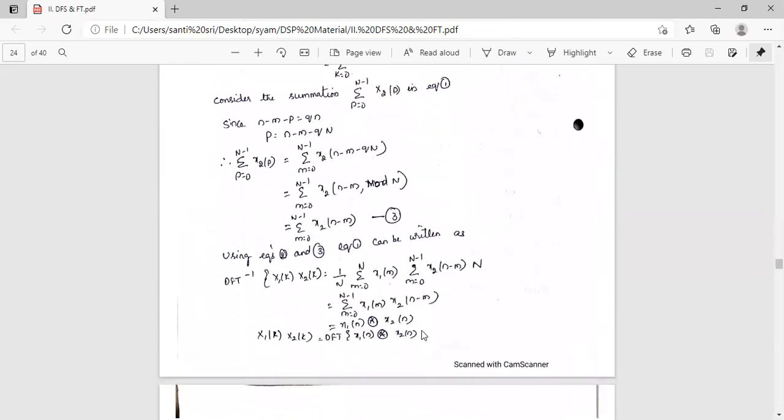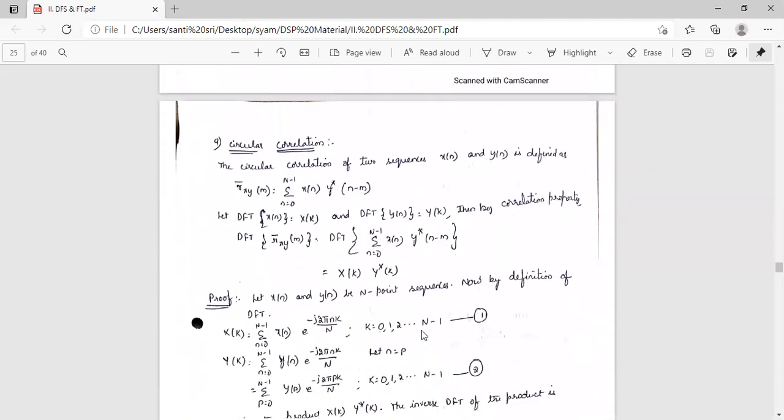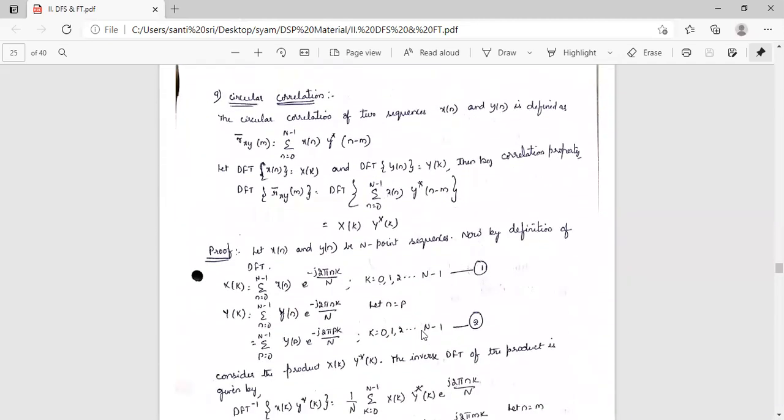Next property is circular correlation property. What is that? Circular correlation property. So the circular correlation of two sequences x of n and y of n is defined as r bar xy of m is equal to sigma n equal to 0 to N minus 1 x of n into y star of n minus m. Okay, x of n into y star of n minus m.